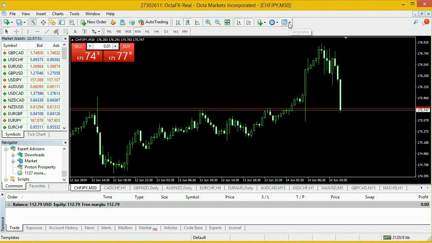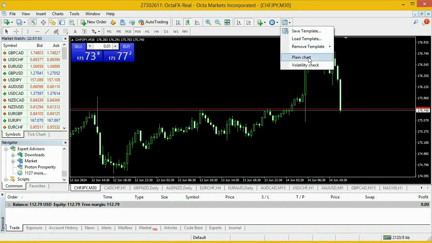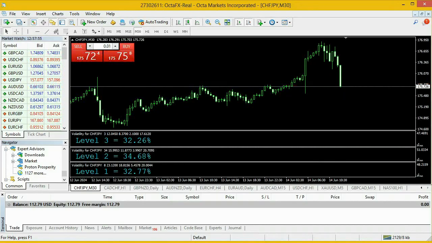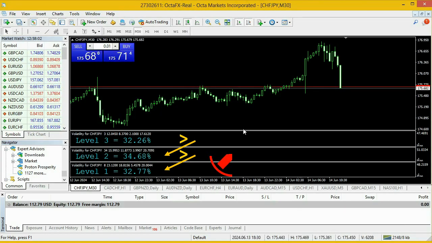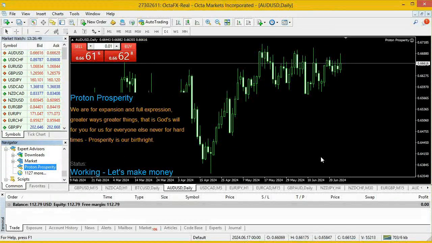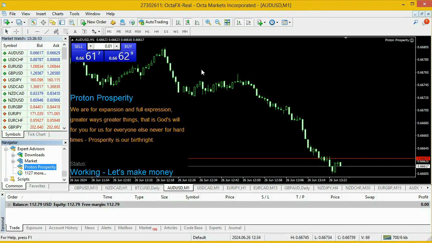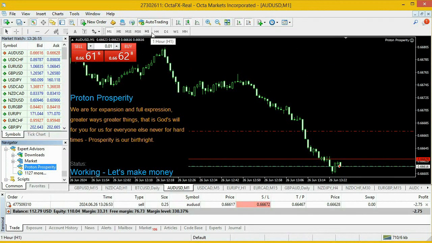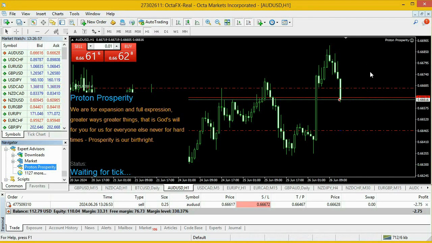There are times when the market is not in a conducive state for high probability trades, as you can see. Remember, level 2 must be greater than level 1, and level 3 must be greater than level 2, which is not the case in this instance. In such cases we do not trade. Moving forward, our next trade is on the Australian dollar and US dollar currency pair. Sell position executed. Our stop loss and take profit.